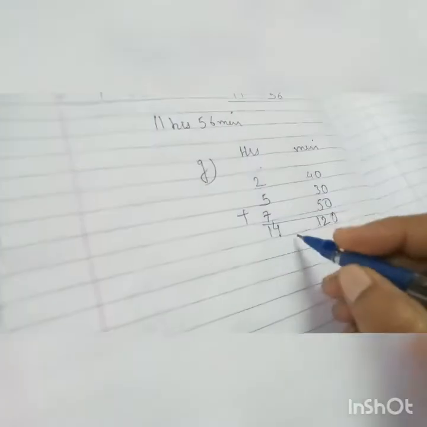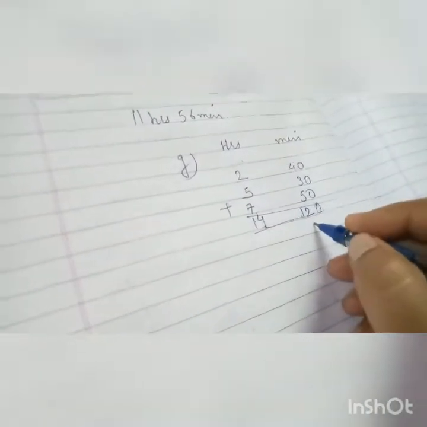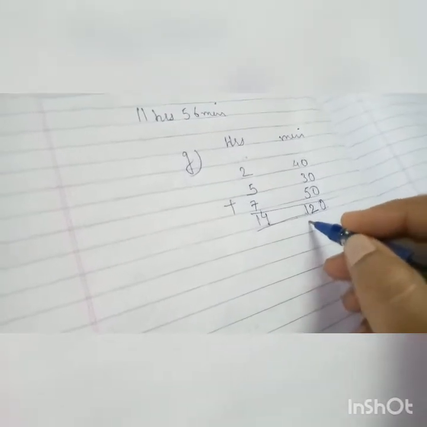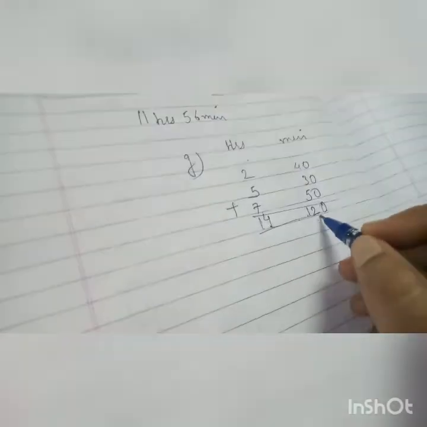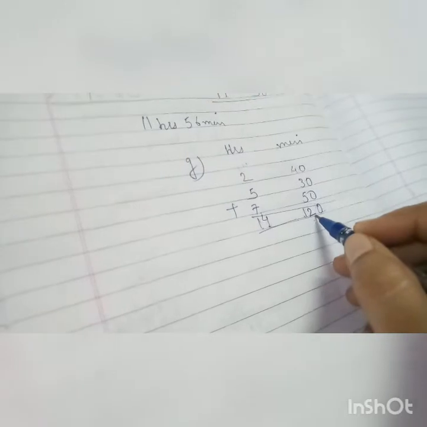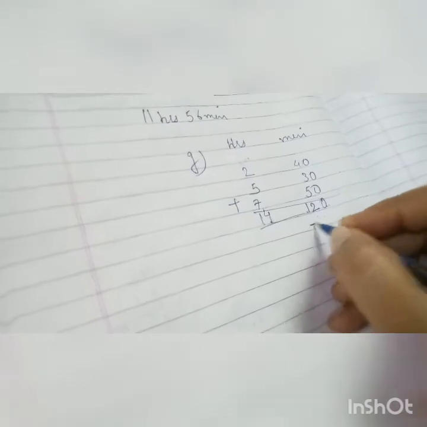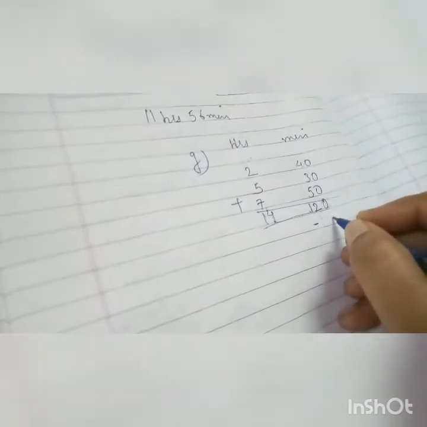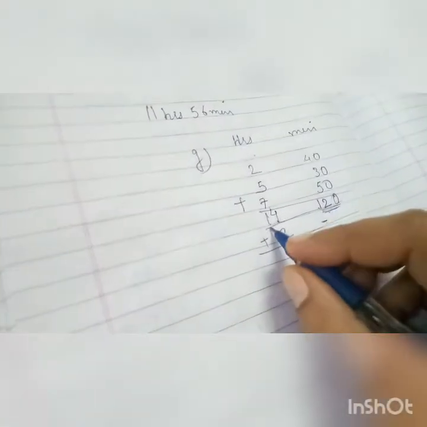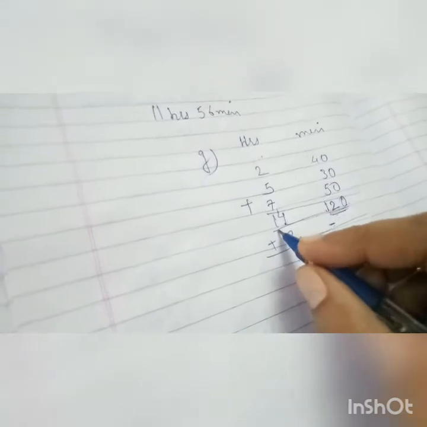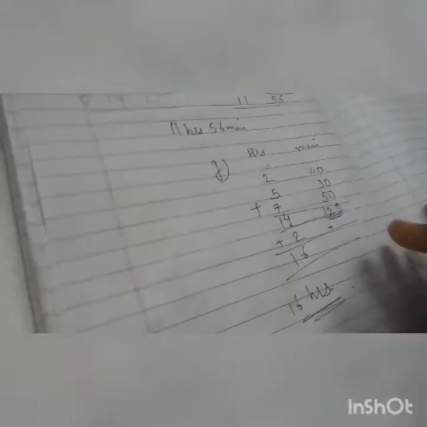But that would be wrong. See here, this 120 means, sorry, this 120 means 120 minutes, which is equal to 2 hours. So now when you are changing this, what do you have to do? You have to do minus the same 120 here, and plus 2 here, because 120 minutes is equal to 2 hours. Now your answer will be 16 hours.